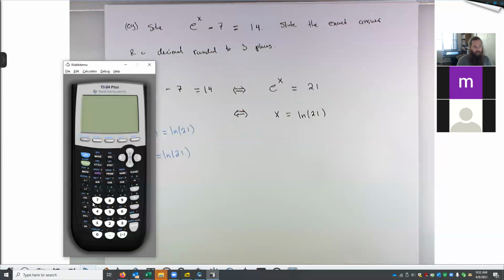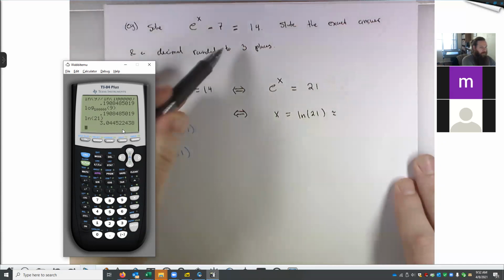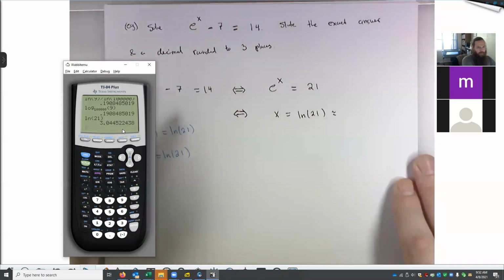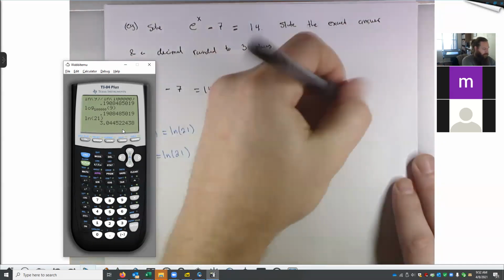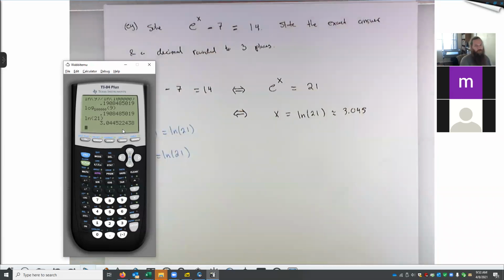And the natural log of 21 is 3.0445, blah, blah, blah. So we wanted to round to 3 decimal places, so that'd be 3.045. All right. So it seems like you guys are pretty comfy with these basics.